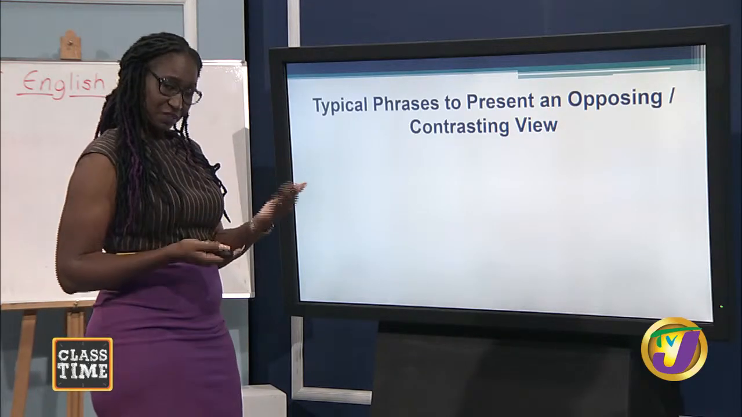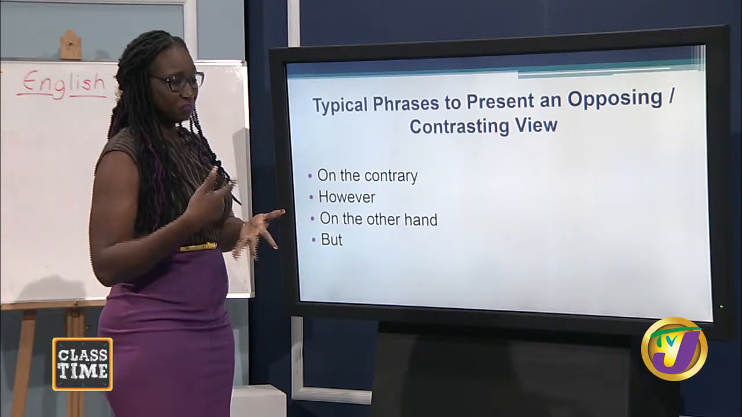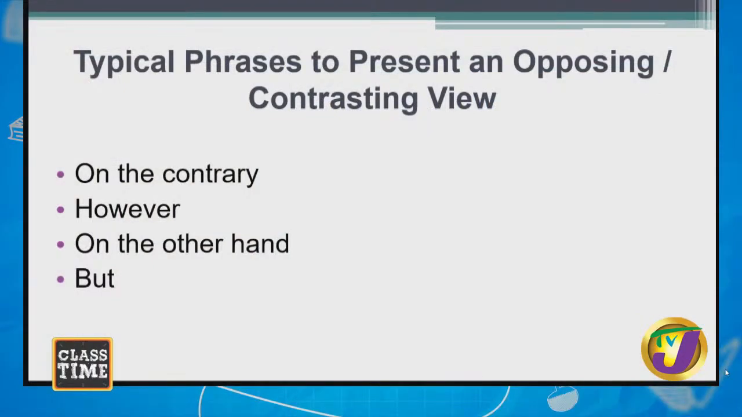So the typical phrases we would use now. On the contrary, of course. However, on the other hand, and the dreaded but. Please avoid that word as much as possible, because if you keep using it over and over and over, it gets very repetitive and it's very simplistic. So try to avoid the words that you see fall under typical phrases, all right?